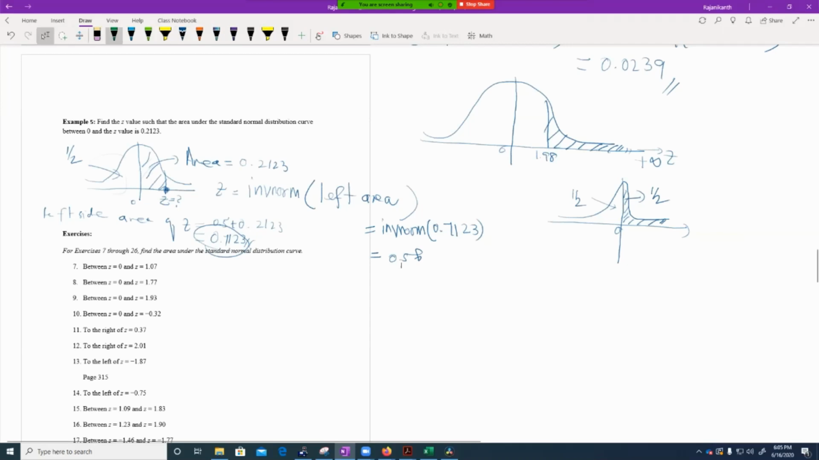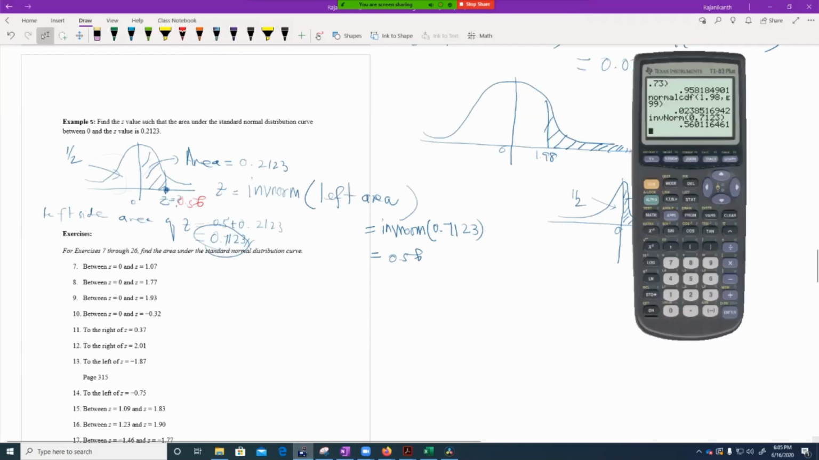What does that mean? That means if Z is 0.56, then the area between 0 and 0.56 is 0.2123. So that's the meaning. Okay. So you could check whether that is correct or not. We could check whether we got the correct Z value. How do you check? If you find the area between 0 and the value we found, 0.56, it should be 0.2123. Let us check that.